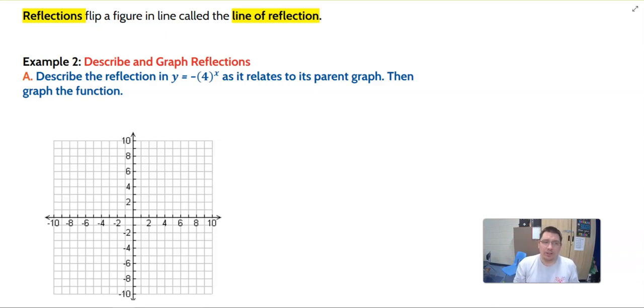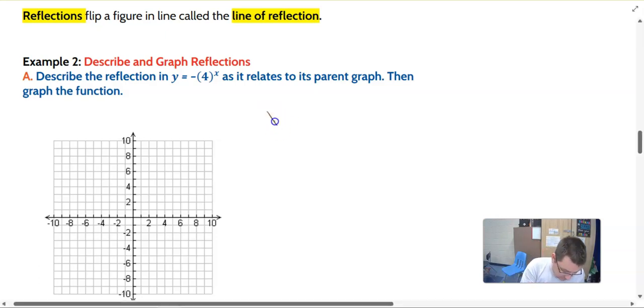We want to describe the reflection in y is equal to -4 to the x. And pay attention here, the negative is not inside the parentheses. It is out in front. Because remember that the b value, the part that's being raised to the power, has to be positive. So we're not going to change that base to a negative. But let's see what it does to our values as we look at this table.